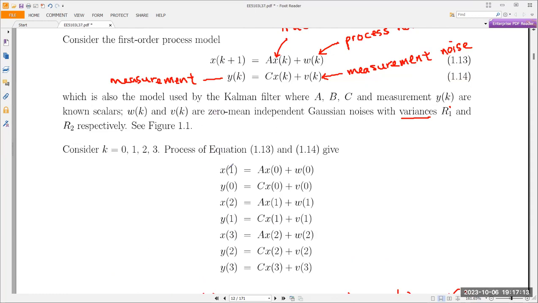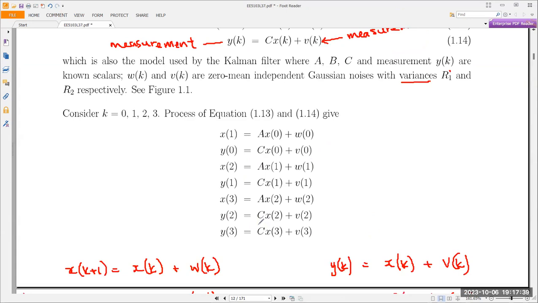So I just write, okay, x1 equals to ax0 plus w0, so it's here. Then y0 equals cx0 plus v0, is here. Then x2 equals to ax1 plus w1, is here. So I just write all the way up to k equals to 3. So these two equations, I just write all the way here. Now, Kalman filter, we want to estimate the true state, which means these are the true state.